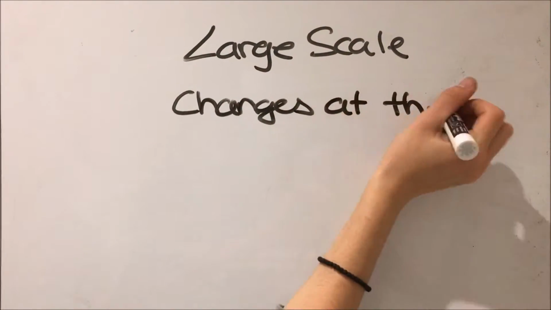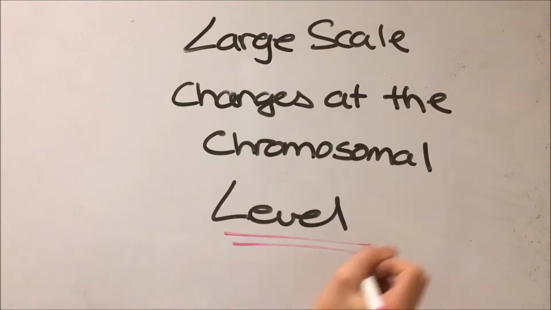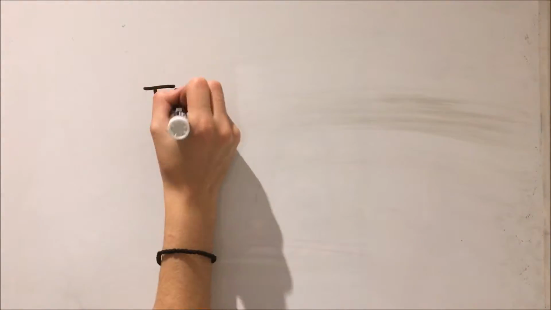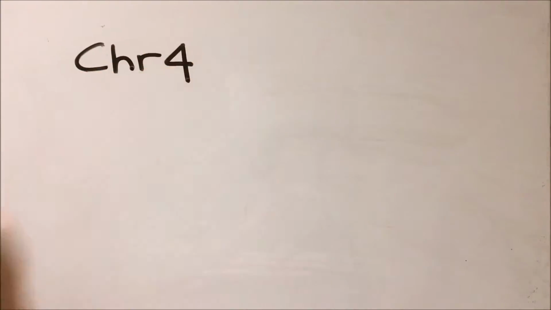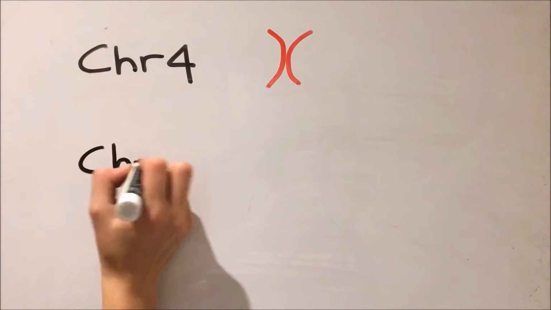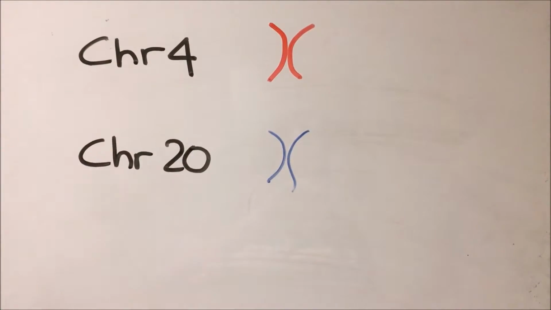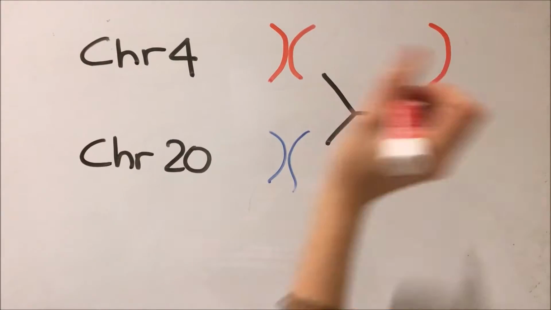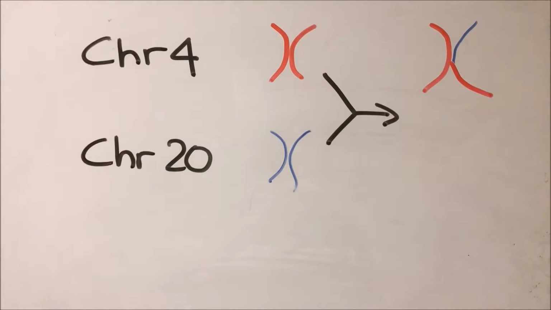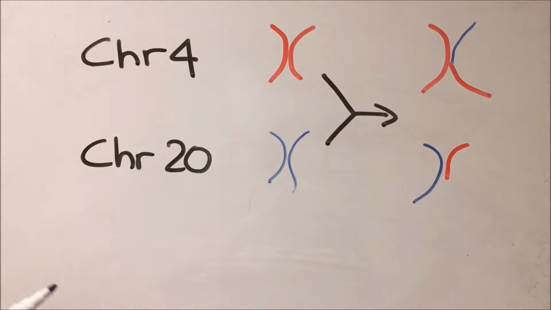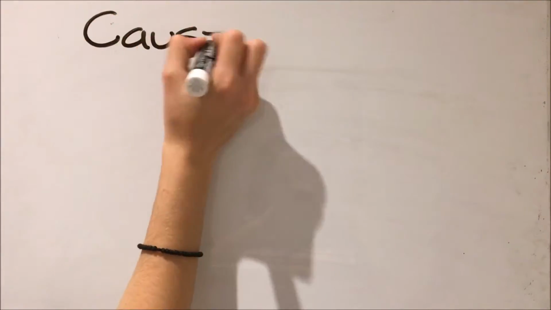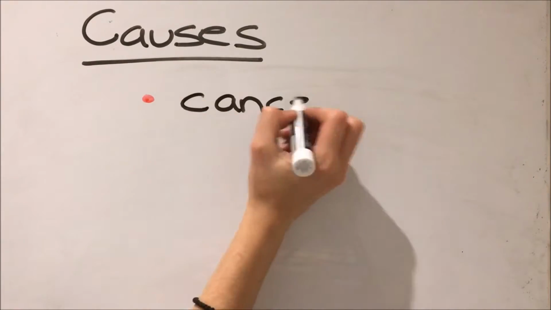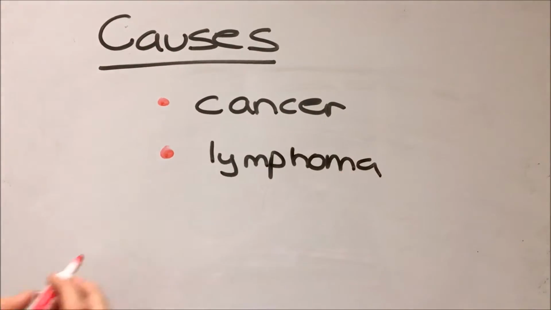Up to this point, we have explored mutations which occur on a small scale. There are also large-scale mutations which occur at the chromosomal level. There are 2 forms of large-scale mutations: translocation and chromosomal inversion. Translocation is caused by a rearranging of sections between 2 non-homologous chromosomes. For example, a section of chromosome 4 translocating with chromosome 20 is a translocation mutation. Mutations caused by translocation are responsible for many aggressive forms of cancer, lymphomas, and leukemia.